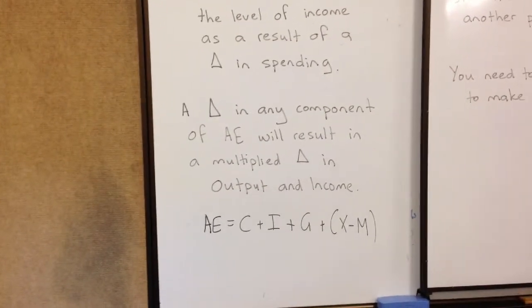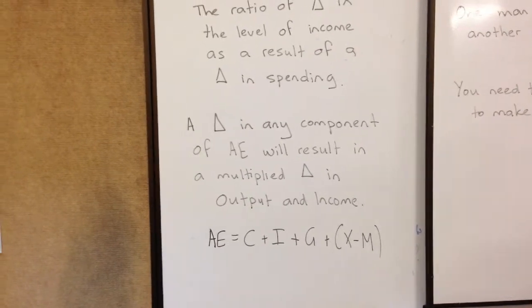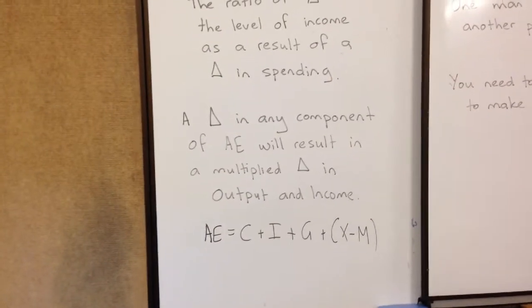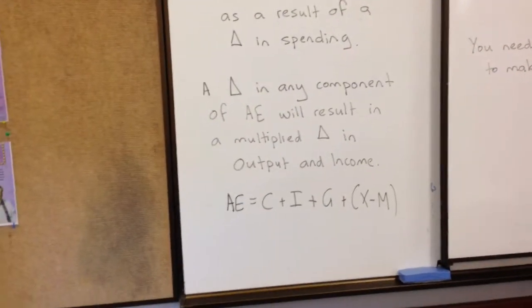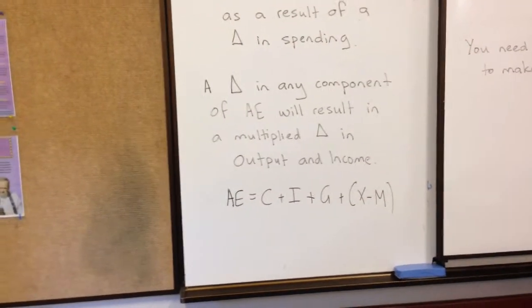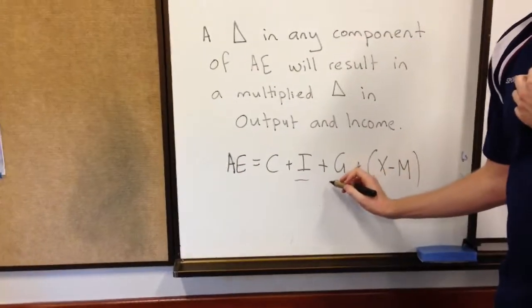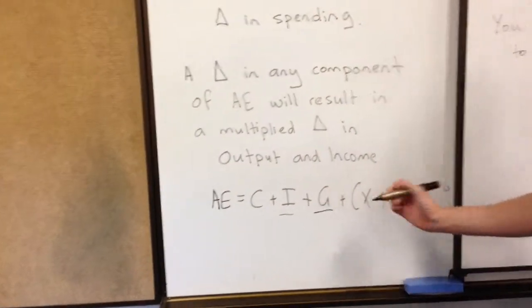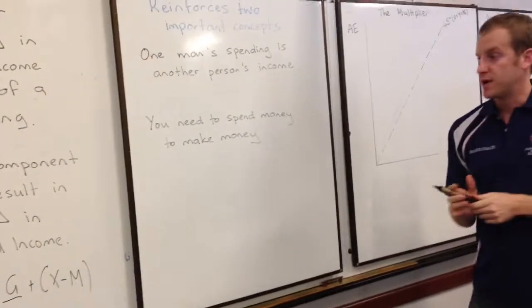So your next point would be a change in any component of aggregate expenditure will result in a multiplied change in output and income. So it's always important to keep that equation in mind. When we're talking about the multiplier, we're really talking about changes in the level of investment and changes in the level of government spending. They will have a multiplied effect on the level of output and income.